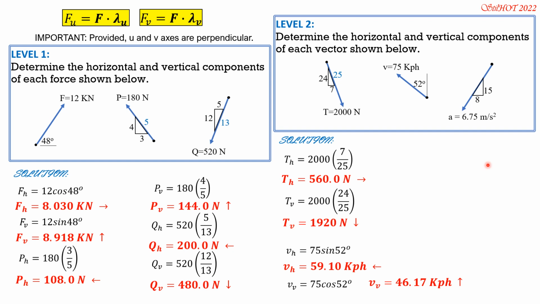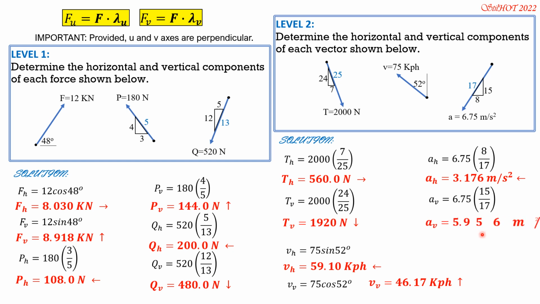So A horizontal, so 8, 15, so this must be 17, the hypotenuse. A horizontal is 6.75 times 8 over 17, leftward. So A horizontal is 3.176 meters per second square, leftward. A vertical is downward, 6.75 times 15 over 17. So A vertical is equal to 5.956 meters per second square downward.